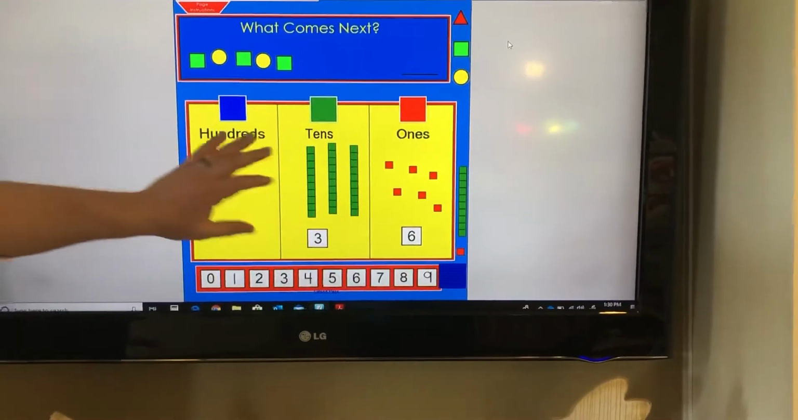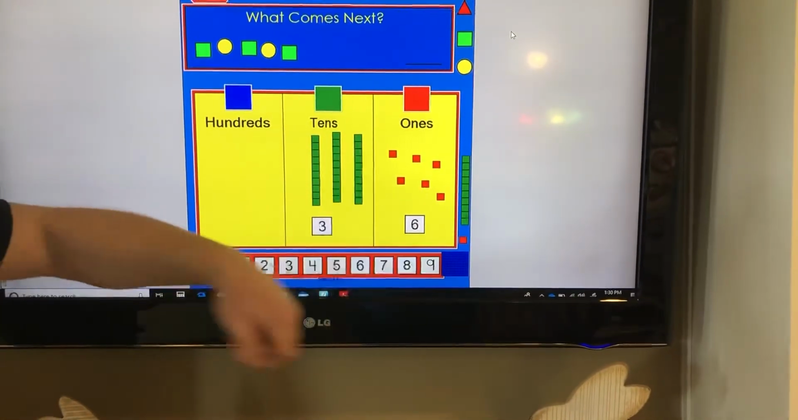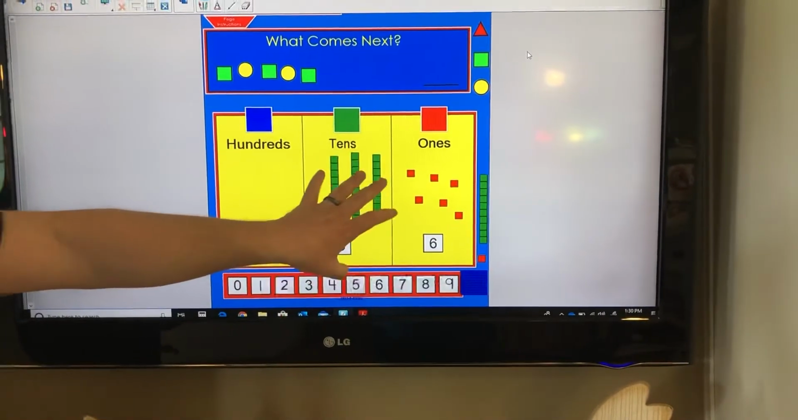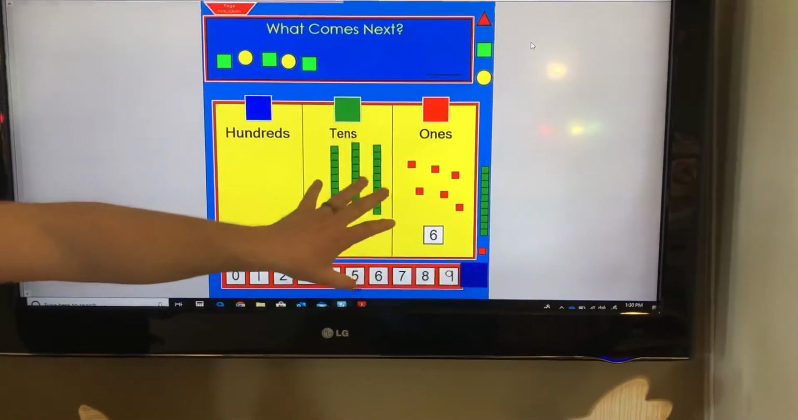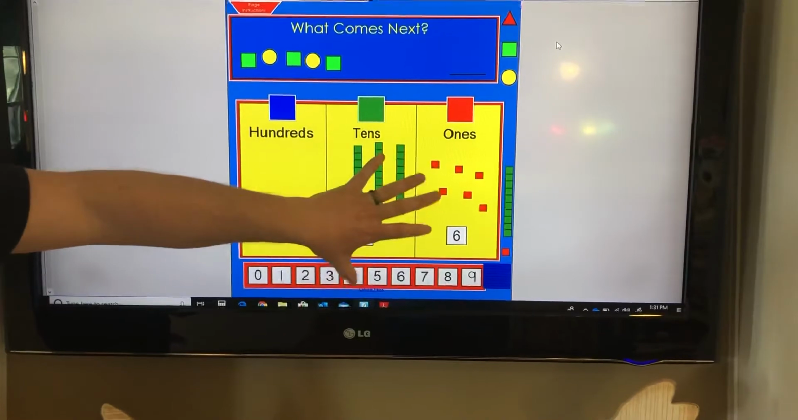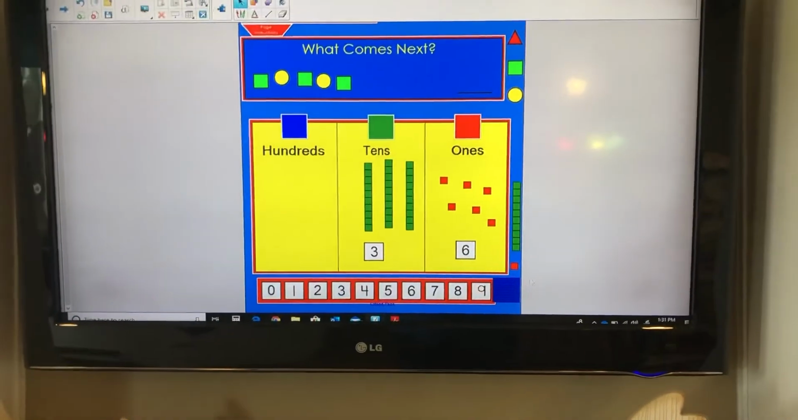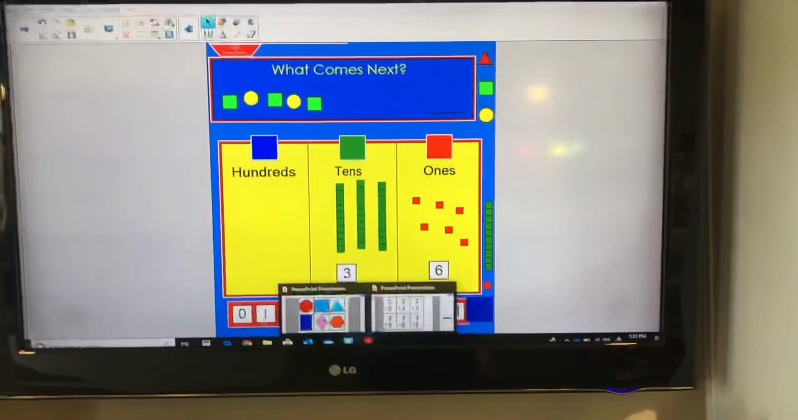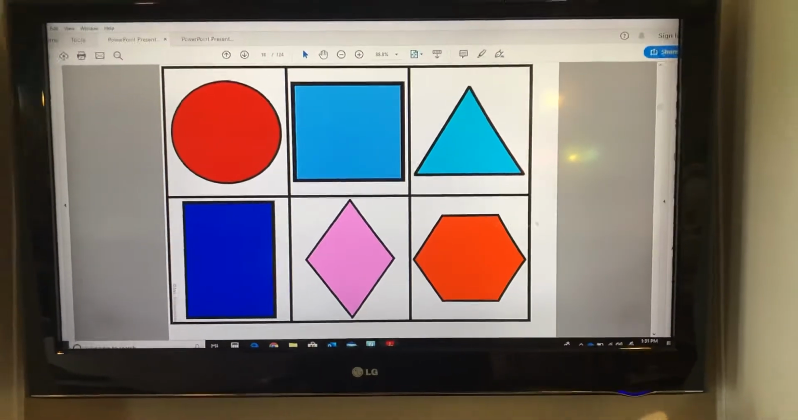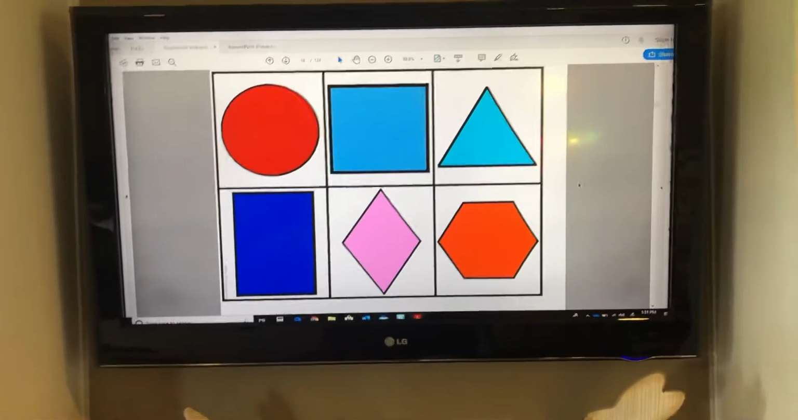Okay. All right, so that's what we're looking at, place value. We'll keep doing this, and we'll have different ways of doing it here in our future videos, but this is just kind of an introduction to it today. So now we're going to move on to something different, some other things we do with our class. We'll look at our shapes for just a minute.